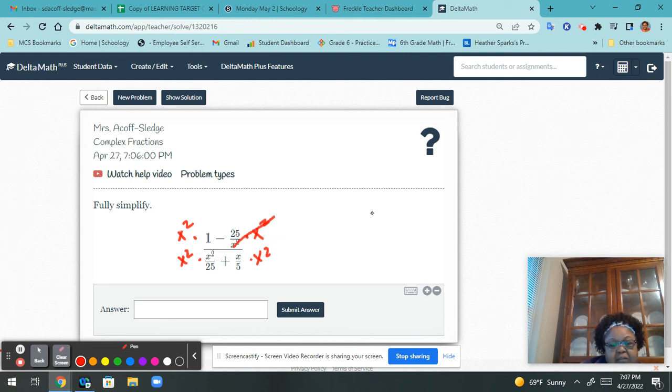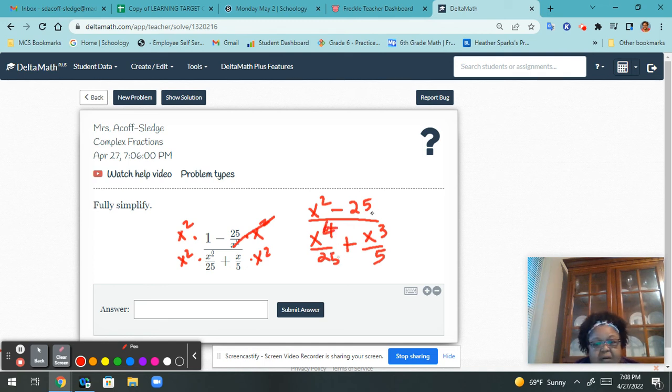That cancels out. So this is x squared times 1, which would give me x squared, and minus 25. Looks like a difference of squares there. And then this is x to the fourth. X squared times x squared is x to the fourth over 25, plus x times x squared is x cubed over 5. Now, our least common multiple, or greatest common denominator, whatever, is 25.